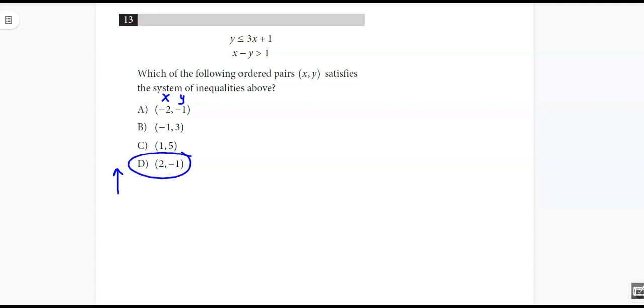If I go up to the first equation, instead of putting y, I'm going to put -1 less than or equal to 3 times x plus 1. And then I got to ask myself, is that true or not? Is -1 less than or equal to 7? All right? Yes, that's true.